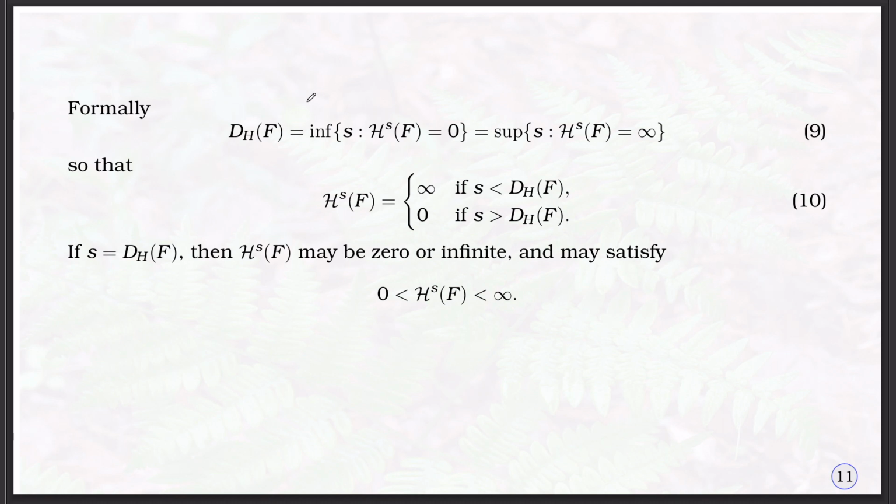With respect to this critical point s, the s-dimensional Hausdorff measure is finite. That critical point s we call the Hausdorff dimension of the set. So H^s of F jumps from infinity to 0 at that critical point. If s equals dim_H of F, then H^s of F may be 0 or infinity, or may satisfy some positive number; it lies between 0 and infinity.